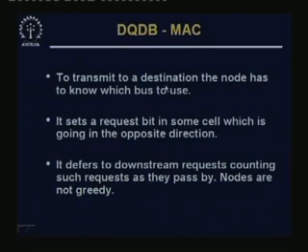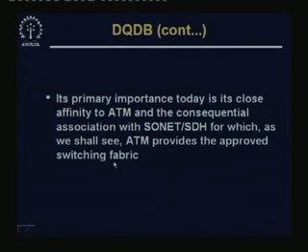So, to transmit to a destination, the node has to know which bus to use. So, the nodes are not greedy. Its primary importance today is its close affinity to ATM and the consequential association with SONET and SDH, for which we shall see ATM provides the approved switching fabric.